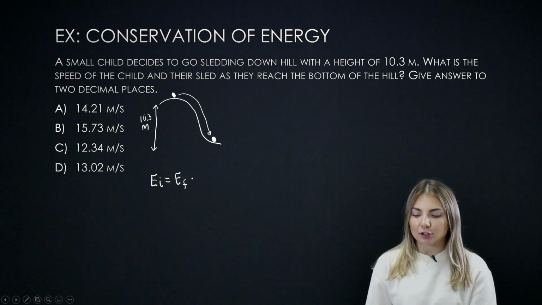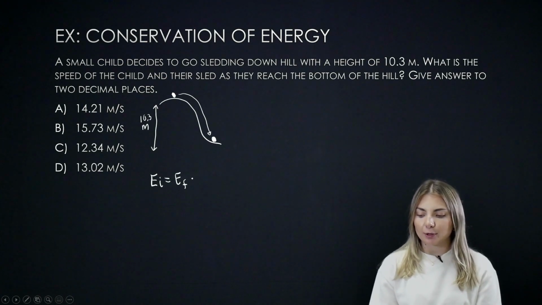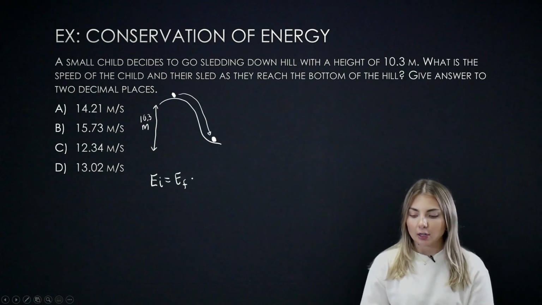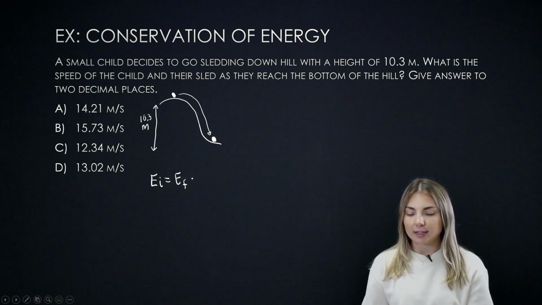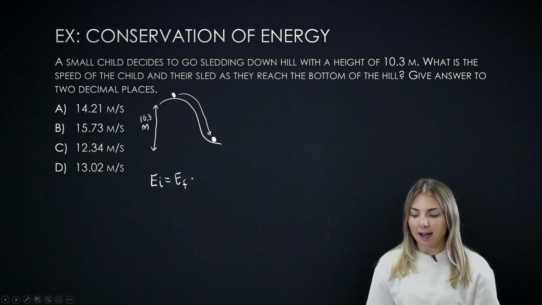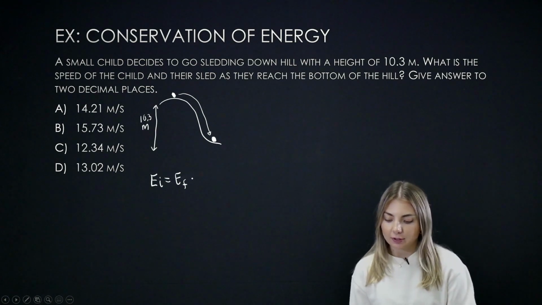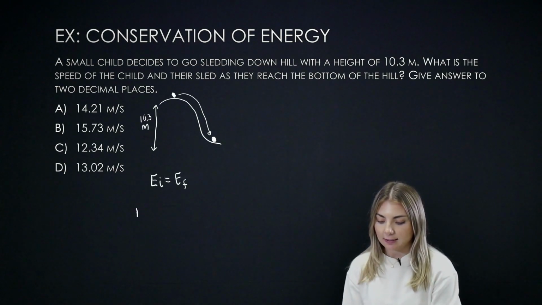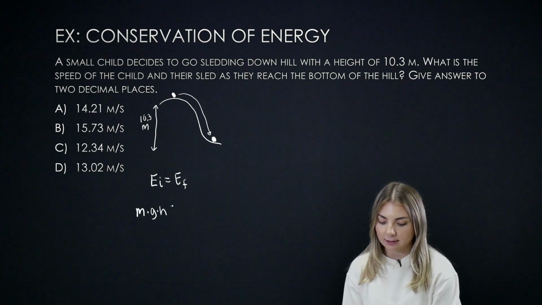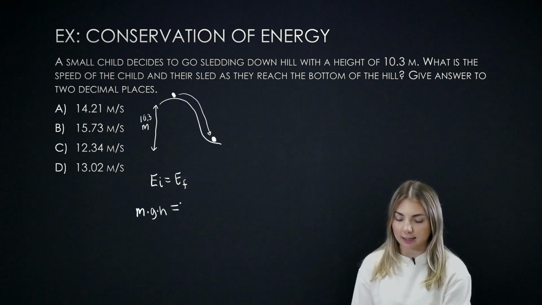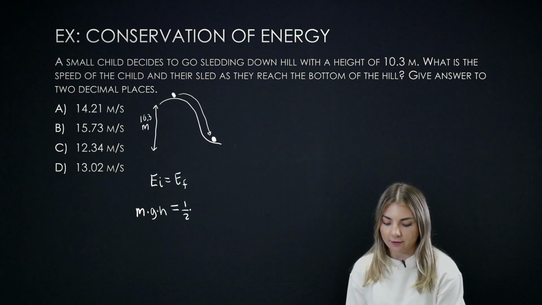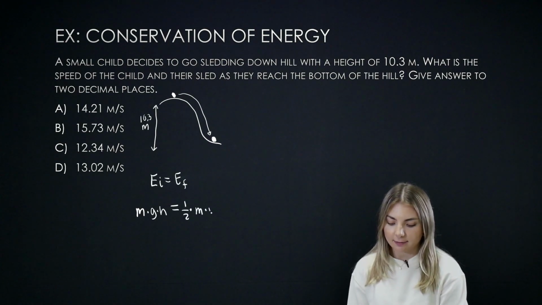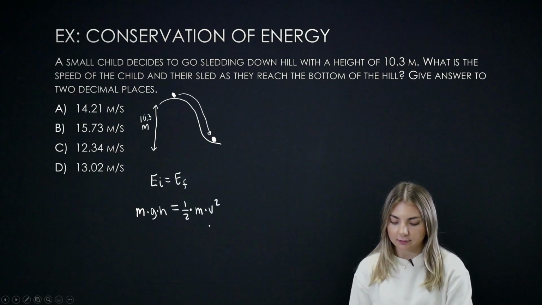And looking at this picture, we know that at the top of the hill, before the child starts moving, they're going to have fully potential energy, and then once they reach the bottom of the hill, they're going to have maximum kinetic energy. So to rewrite this, we know that potential energy is mass times acceleration due to gravity times height, which is going to equal our kinetic energy, which is 1/2 times mass times velocity squared.